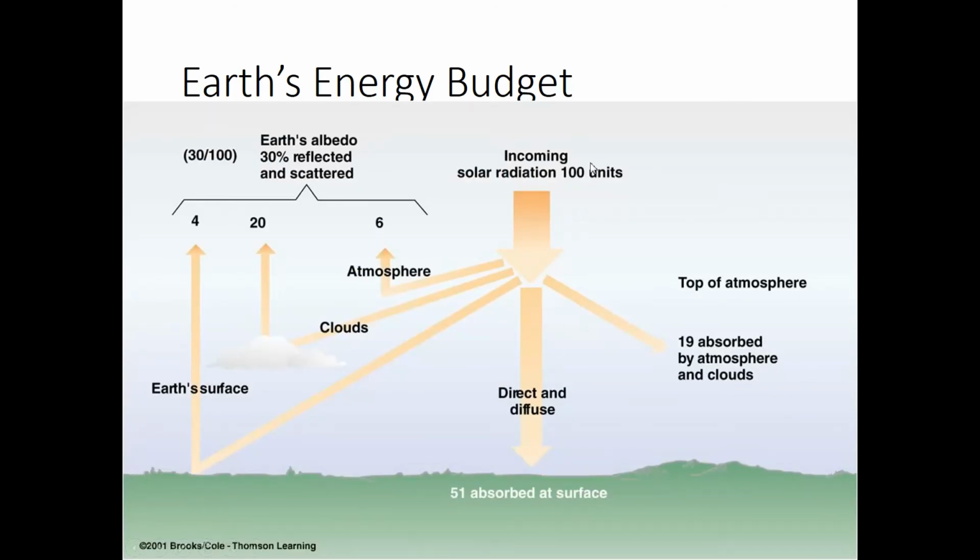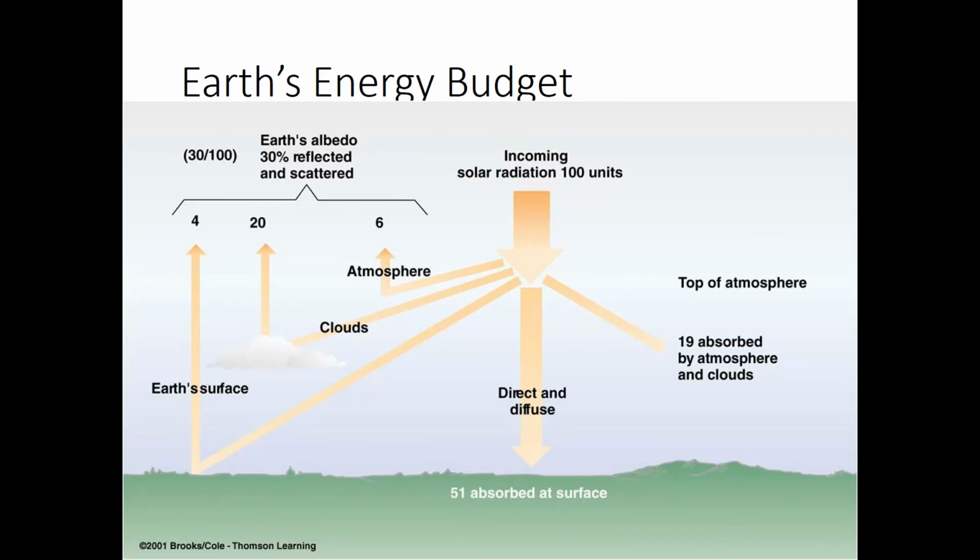With that said, here's just a detailed breakdown of this budget. So we have 100 units of incoming solar radiation. Of those 100 units, 51 are absorbed by the ground, 19 by the atmosphere and clouds, 4% are reflected off the surface of the Earth, 20% are reflected off of clouds, and then the remaining 6% are reflected off of other things in the atmosphere. And this happens through a process called scattering.